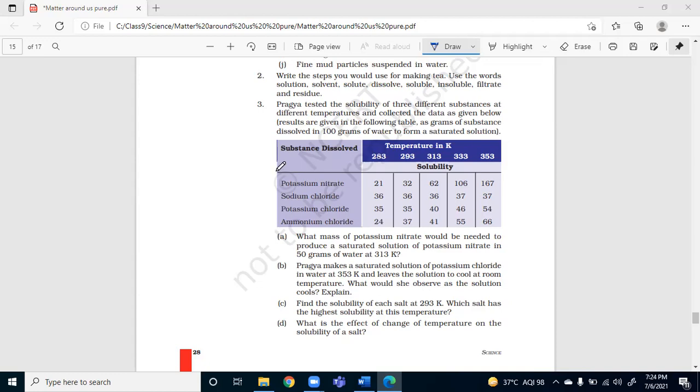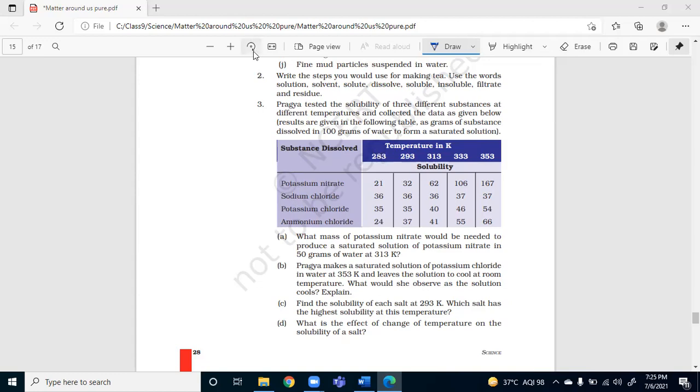Okay, so this is a table where 4 substances are taken. You can see potassium nitrate, sodium chloride, potassium chloride, and ammonium chloride. And this is its solubility. Like if I take 100 gram of water, then 21 gram of potassium nitrate will dissolve at 283 Kelvin of temperature.